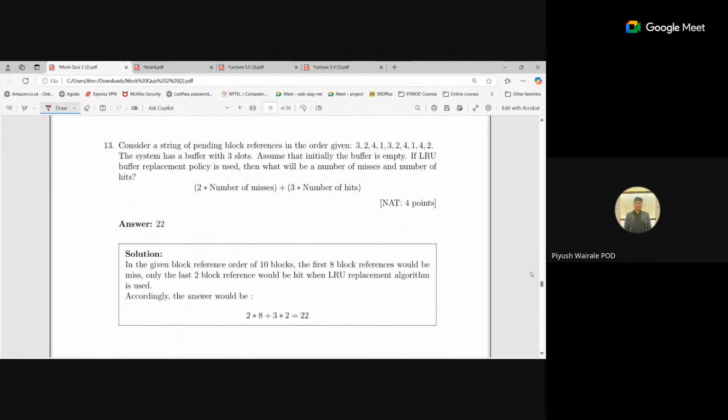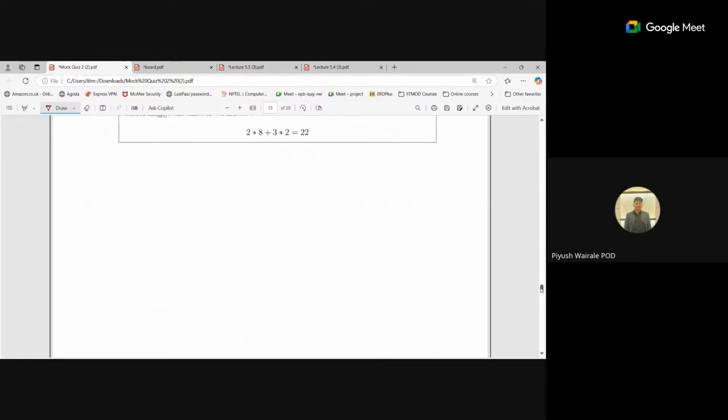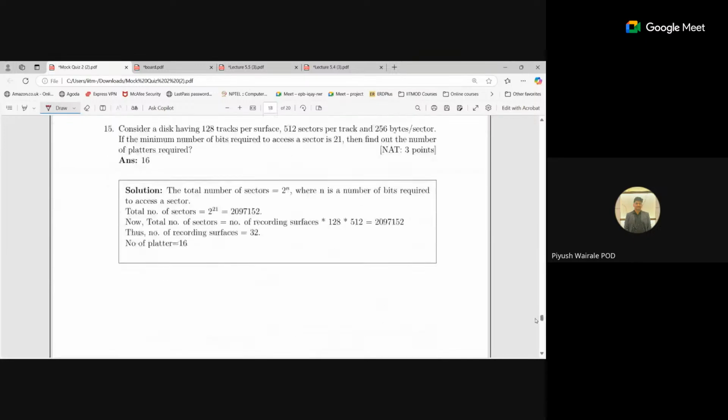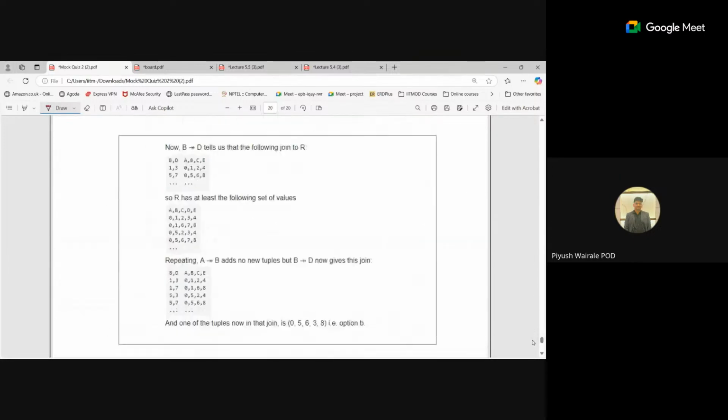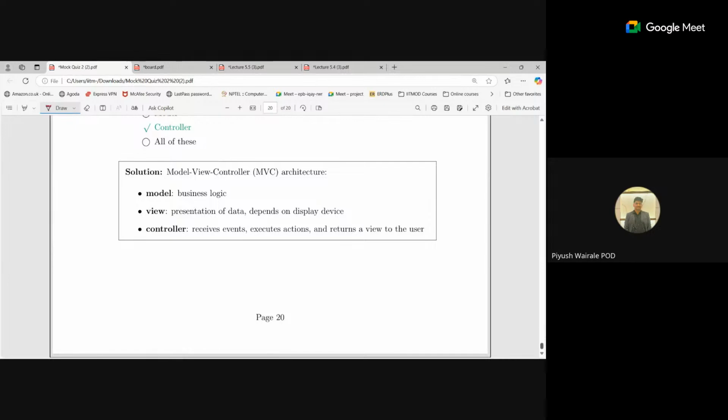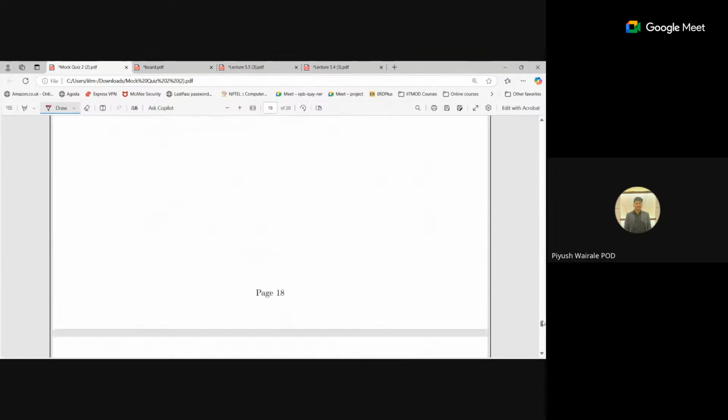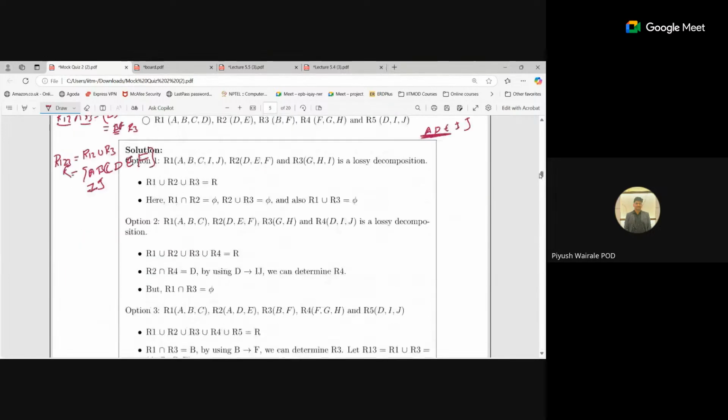So we already discussed a similar type of example in the week 8 session. You can easily solve this question, LRU. Where are the questions? 4.5. Okay, only one question on BCNF.